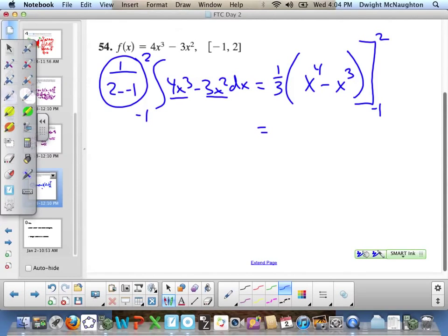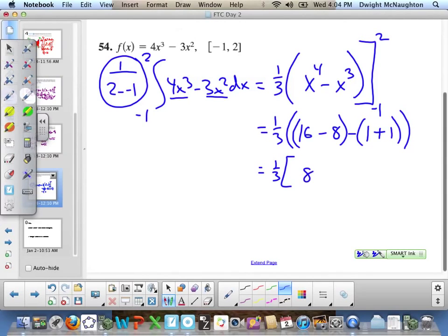So we'll have 1/3. We'll plug in 2. 2 to the fourth is 16. 2 to the third is 8. Negative 1 to the fourth is 1 minus negative 1 to the third is negative 1, so that'll be plus 1. So that ends up being 2. So we got 16 minus 8 is 8 minus 2, which is 6/3 is 2.